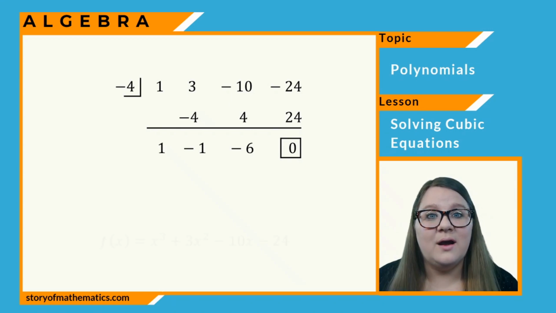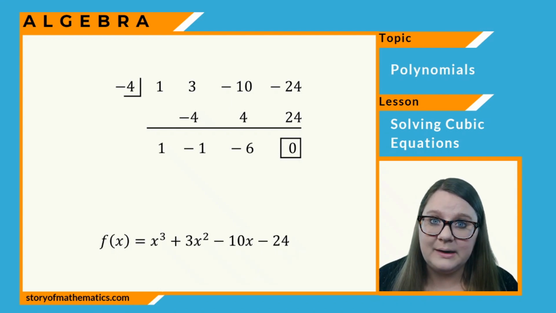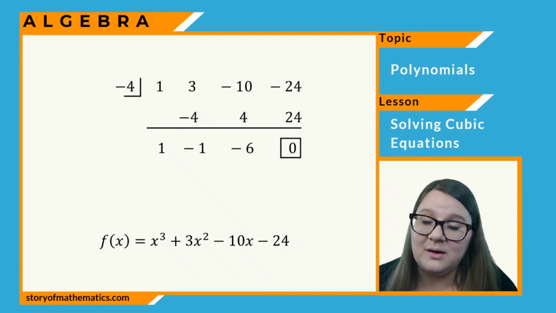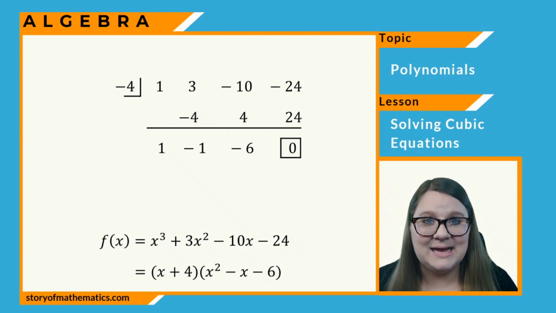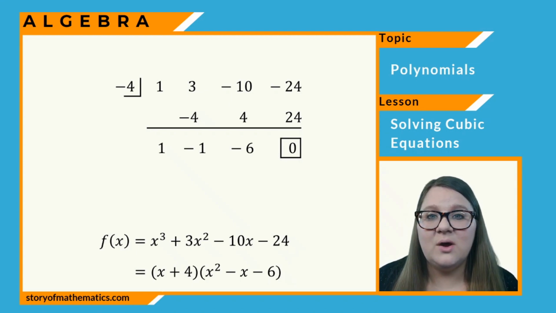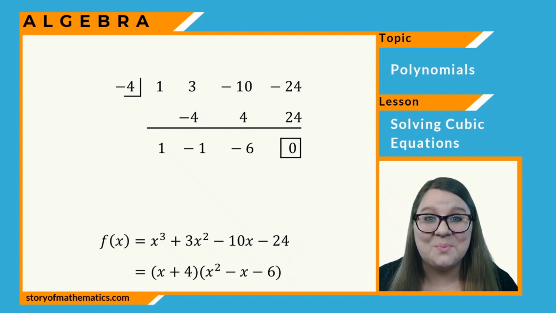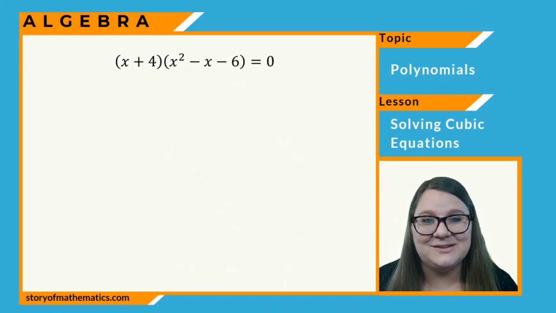So now, remembering our function was written like this, we can pull out the x plus 4, and the numbers underneath the bar in the synthetic division are the coefficients of the second part of my factoring. So 1, negative 1, negative 6 means that I have x squared minus x minus 6 in my second set of parentheses. So now I can take this factored form and set it equal to 0, because remember, I'm looking for all the solutions to f of x equals 0.